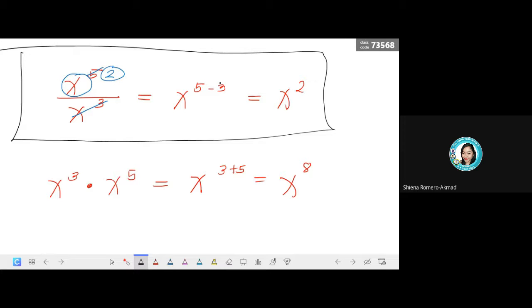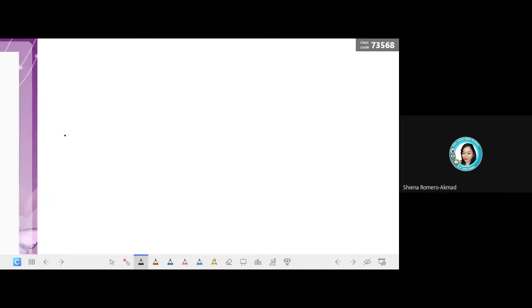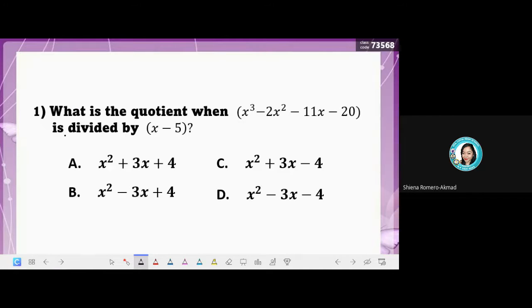So, pwede nyo gawin yan ng ganito, or pwede na tayo mag-cancel out. Mas madali kasi ito eh. Okay? So, dito, sa dividing of polynomials, gagamit tayo ng dalawang magkaibang process or procedure. The other one is called the long division. And the other one is called the synthetic division.